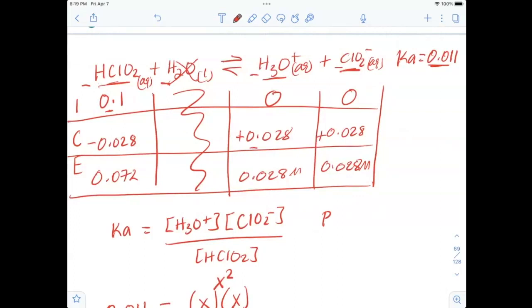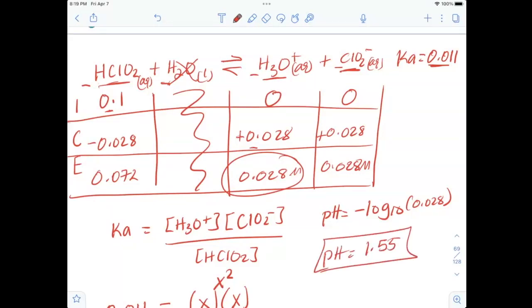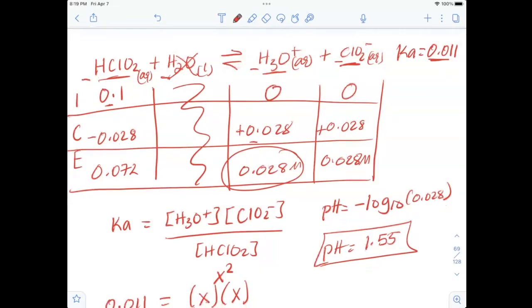I know it's been a long time ago. So pH is equal to negative log base 10. All they care about is this, 0.028. So take negative log base 10 of 0.028, close parentheses, and we get pH is equal to 1.55. The end. I know it's like, what a long question.